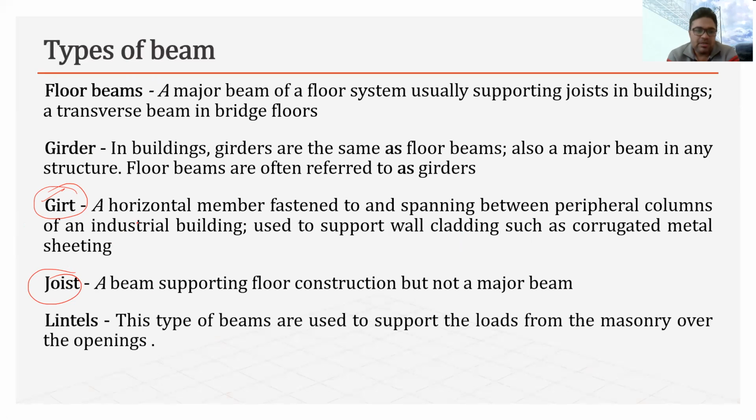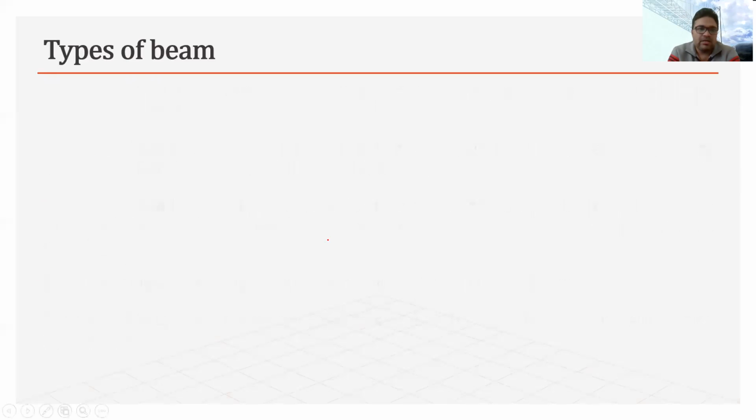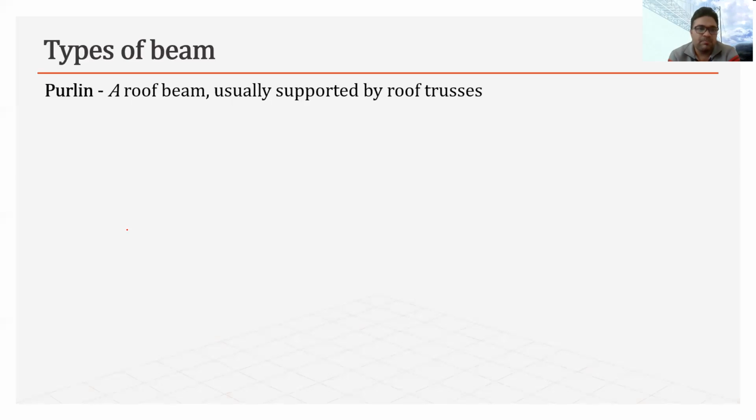Then we have lintel beam. Lintel beam, generally we provide on the door opening or window opening. Then other beams, maybe purlin. Purlin is also a kind of beam. Generally, we use this purlin in the truss. Again, I will be showing you the diagram. All these beams I will be showing you in the diagram in the next slide.